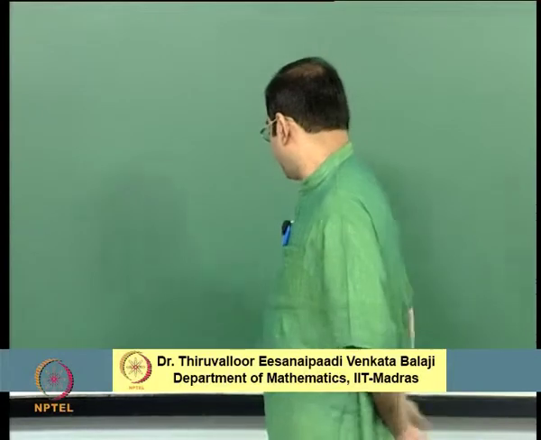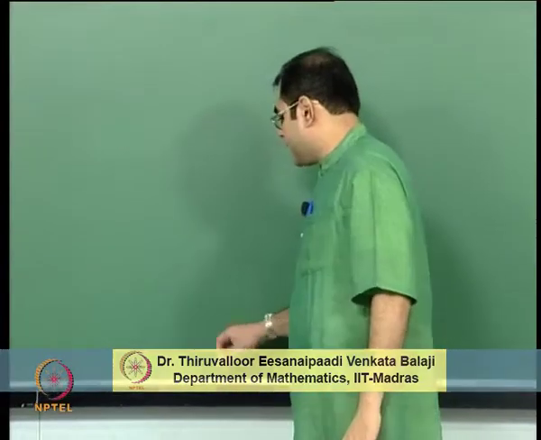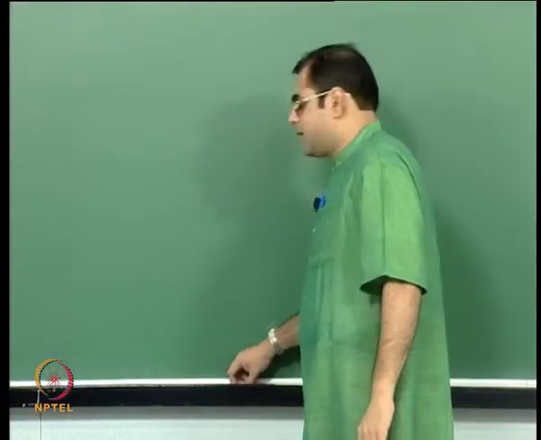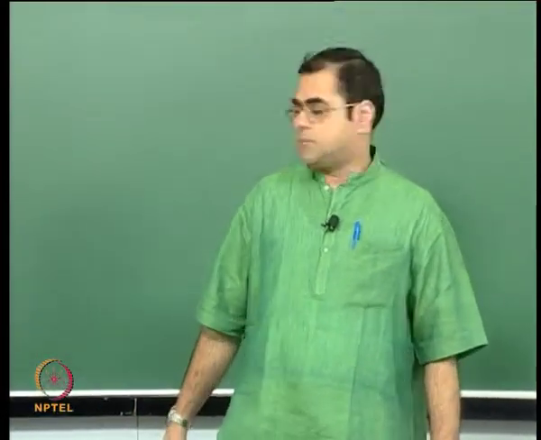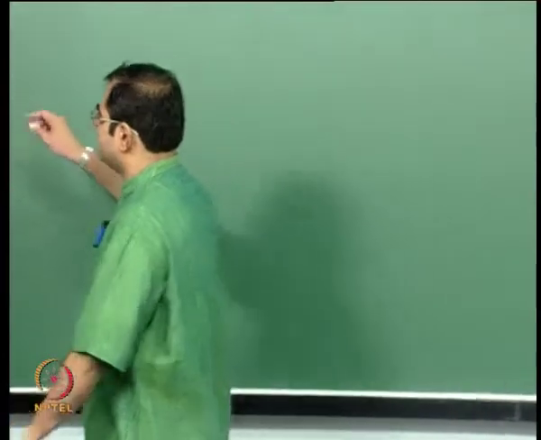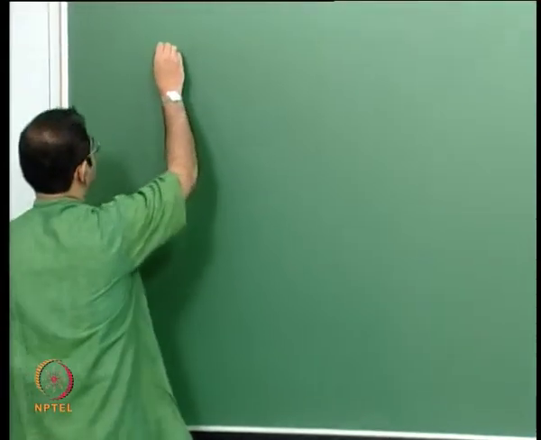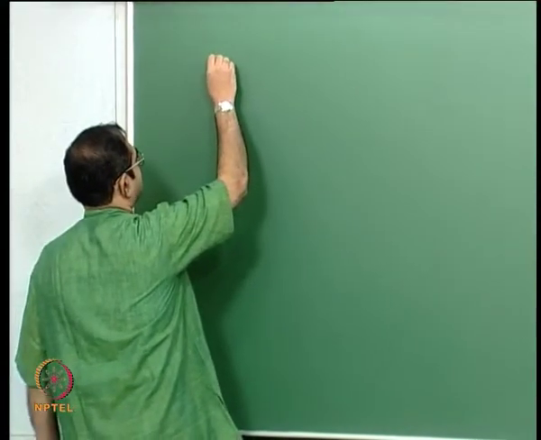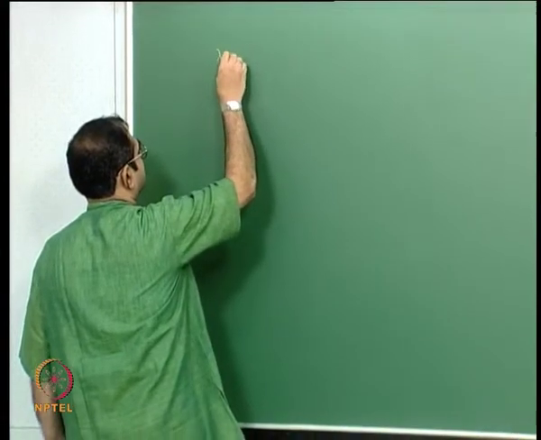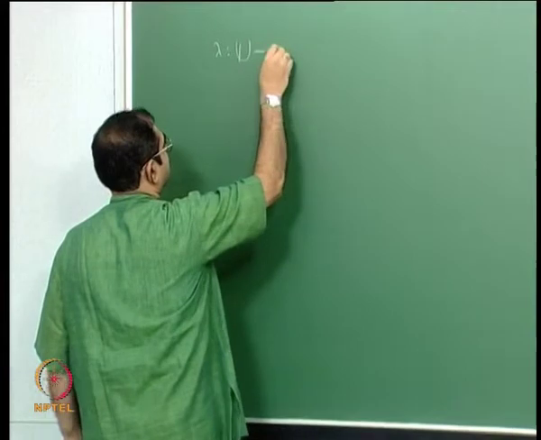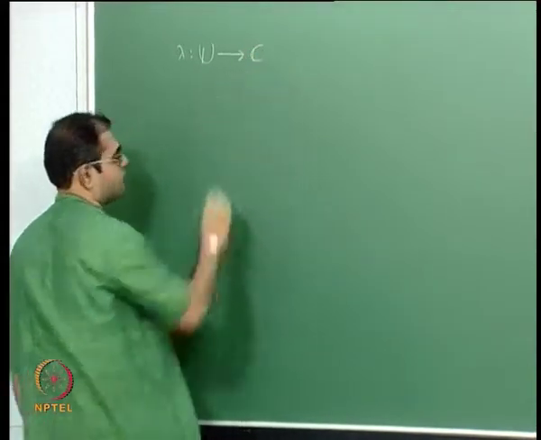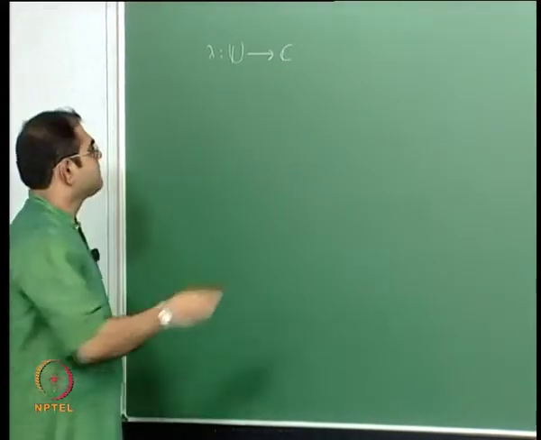Okay, so let me quickly recall where our discussion is at this point of the course. So we have this function lambda of tau. We have this function lambda defined on the upper half plane with values in the complex numbers.